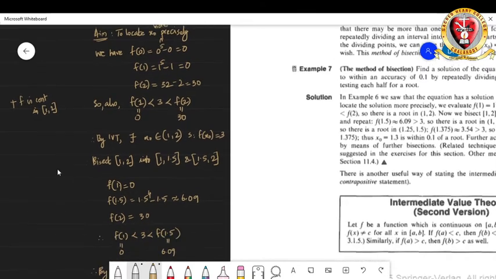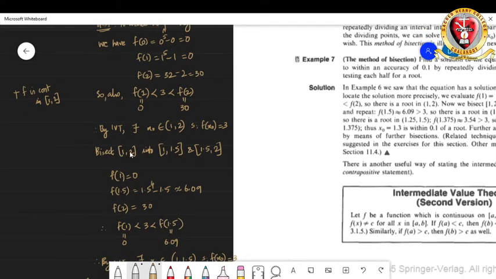Now we have to bisect [1, 2]. How to bisect? Divide into 2. How to find the midpoint? (2 minus 1) divided by 2, which is 1 by 2, equal to 0.5. So the midpoint you can calculate by 1 plus this 0.5, so you get it to be 1.5. So that's the midpoint.